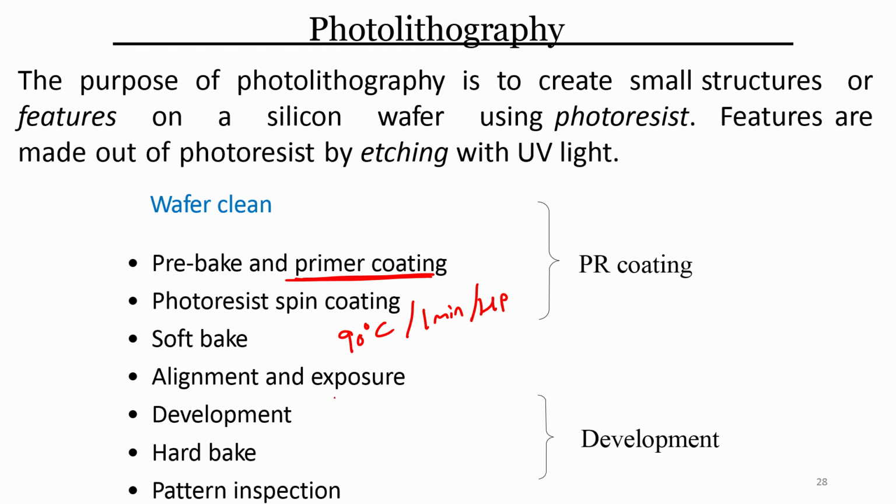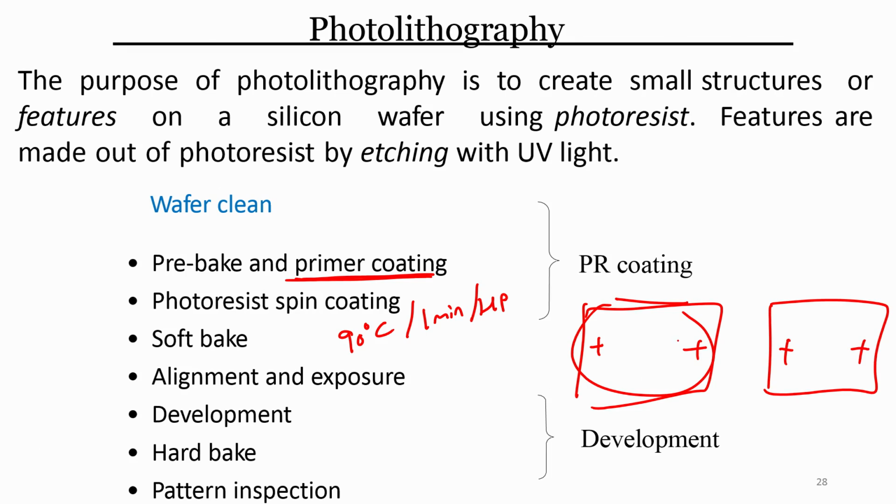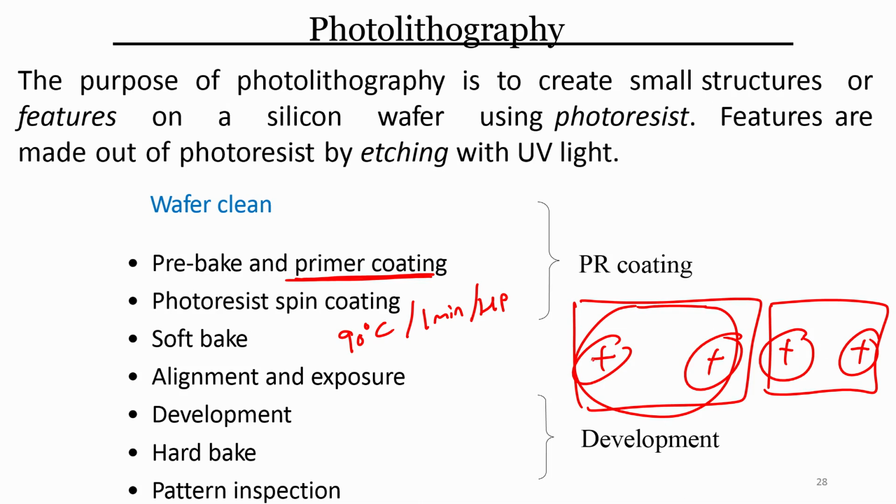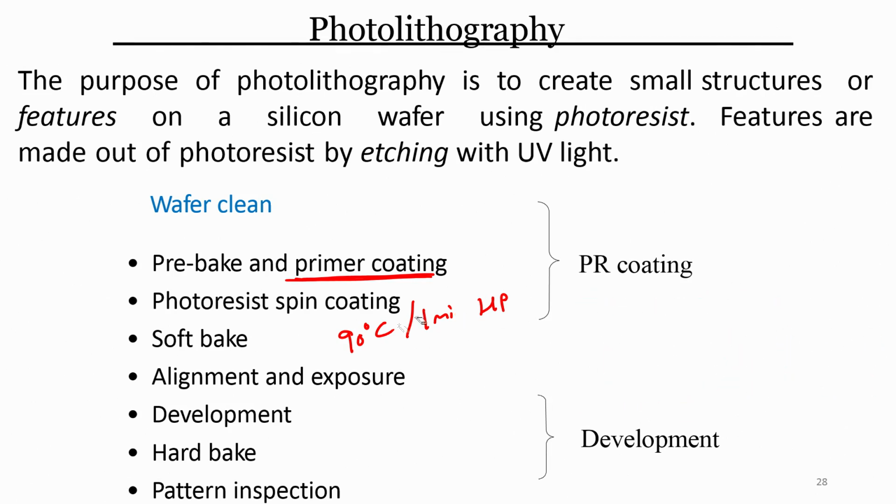After this step, the next step would be alignment and exposure. You have to align the mask with your wafer, right. Suppose this is an alignment mark on the mask, like this is alignment on the wafer. You have to align these marks with the marks on the wafer. So, once it is aligned correctly, then you will see that this is overlapping. You can expose the wafer to UV light. So, alignment and exposure. Alignment and exposure is done with the help of mask.